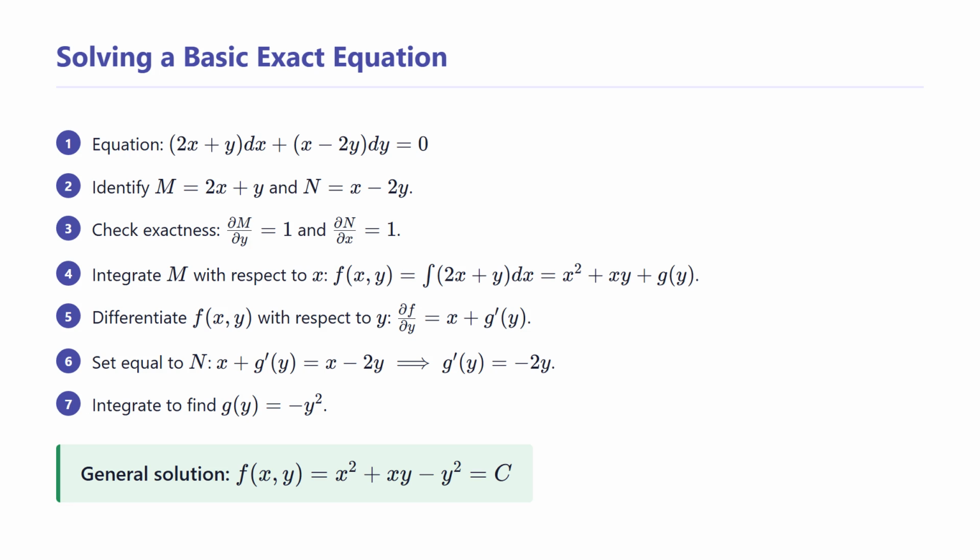We start building our hidden function by integrating M with respect to x, treating y as a constant. This gives x squared plus xy plus an unknown function of y called g of y. To find g of y, we differentiate our new function with respect to y and set it equal to N. The x terms cancel, leaving g prime of y equals negative 2y. Integrating this gives negative y squared. Our final solution represents a family of contour lines where the altitude is constant.